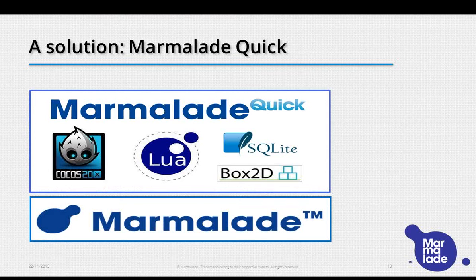It uses Cocos2D-X, a C++ Cocos2D front end, for all of its graphics rendering. It uses Lua as the main language. Lua is a high-level, particularly fast scripting language with its own runtime, and then it uses SQLite for file management and Box2D for physics. But it also gives you access to lots and lots of the Marmalade C++ APIs straight from the Lua front end.